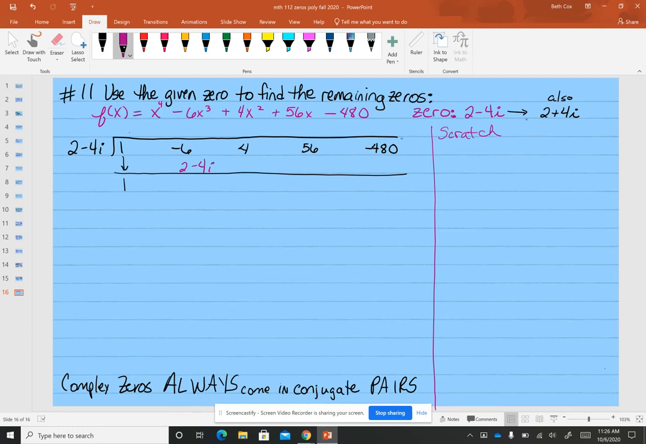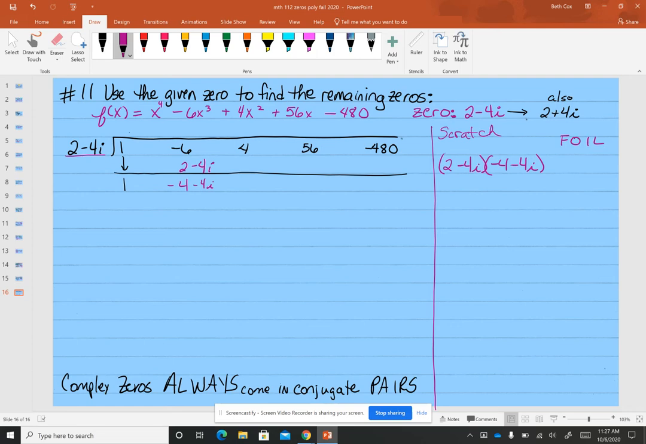Now, I'm going to be able to combine the -6 and the 2, but the -4i I can't do anything with on this problem. So when I do the -6 plus 2, I get a -4. All right, now here's where my scratch paper comes in. I have to do 2 minus 4i times negative 4 minus 4i. Okay, so this is where the scratch paper comes in, and it's going to require FOIL.